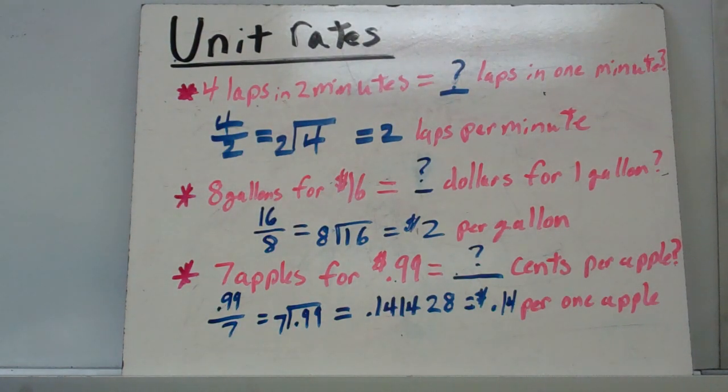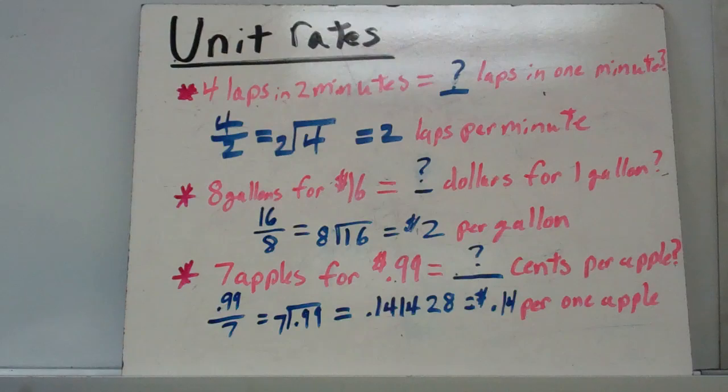And say if we had 7 apples for 99 cents, how many cents is it per apple? In this case we take 99 cents and divide that by 7, and we would get 14.1428, and there's a few other numbers. We're going to round that to the nearest hundredth because we're dealing with money, and that would be 14 cents per 1 apple. So just be careful when you're working with unit rates to look at what they are asking you to find the unit rate for.